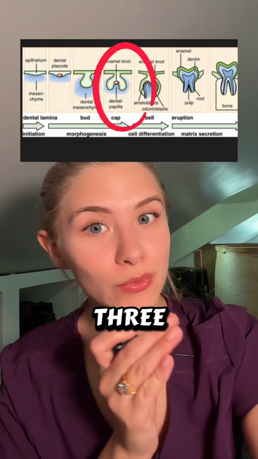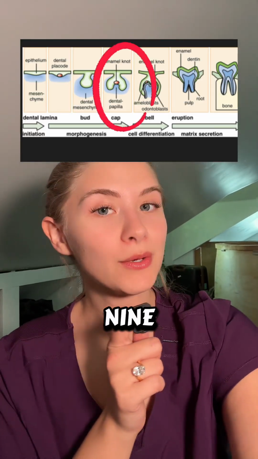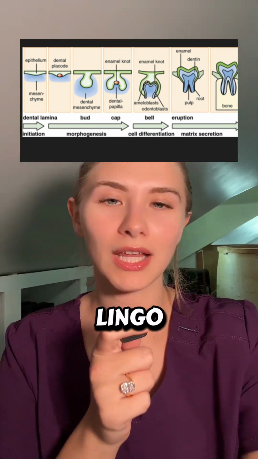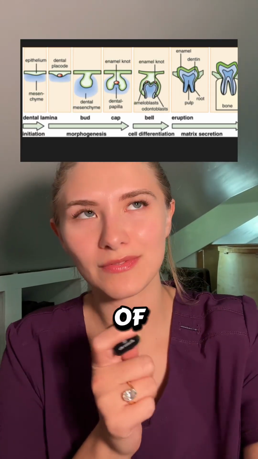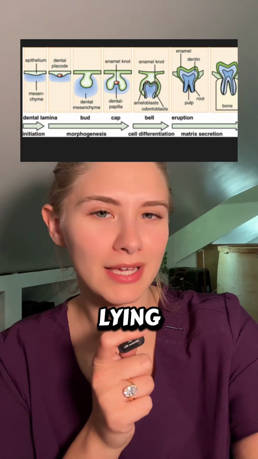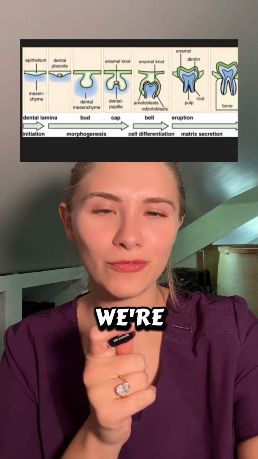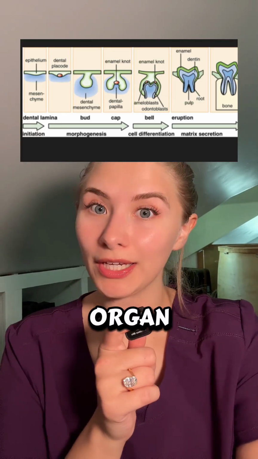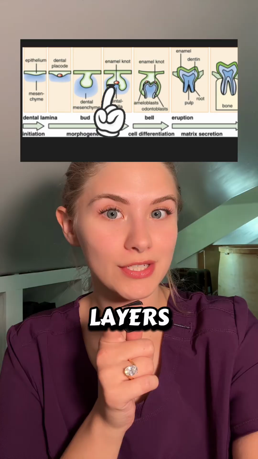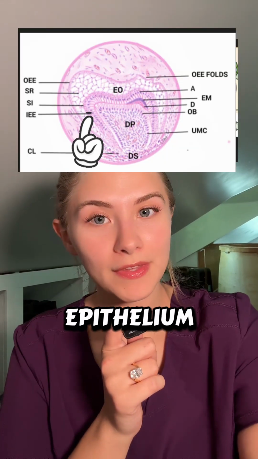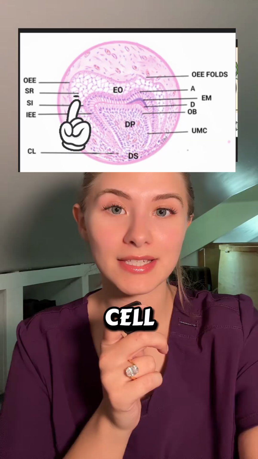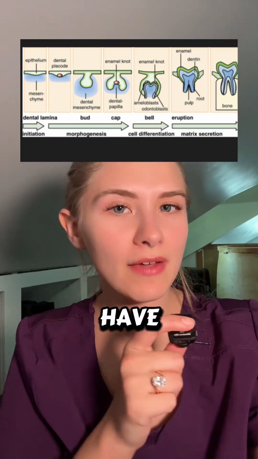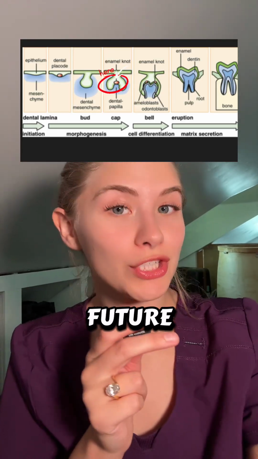Okay, now stage 3, the cap stage. This is at 9 weeks. Think about how children like to say, in their little lingo, "no cap." So I like to think of 9-year-olds capping, they're lying. Anyway, we're forming the cap of the tooth, the crown. This is when the enamel organ appears with these layers. We have the outer enamel epithelium, the inner enamel epithelium, the stellate reticulum, and stratum intermedium. Those are inside. And then we have the enamel knot. Those are going to be the future cusp tips.